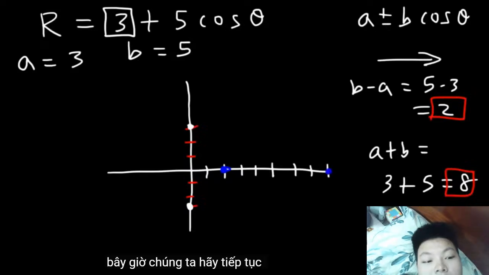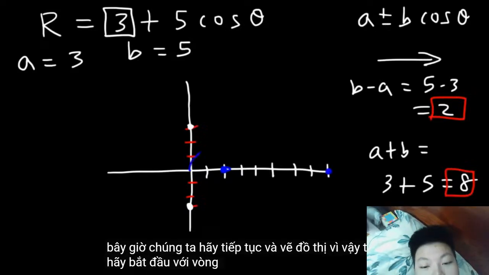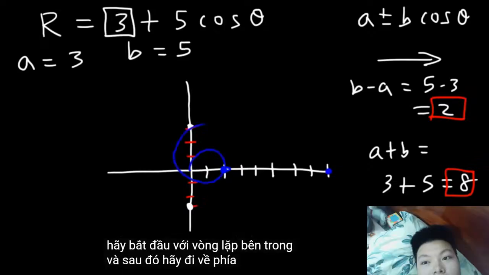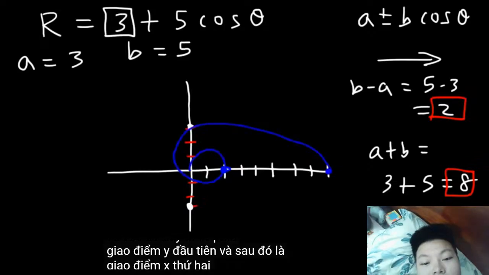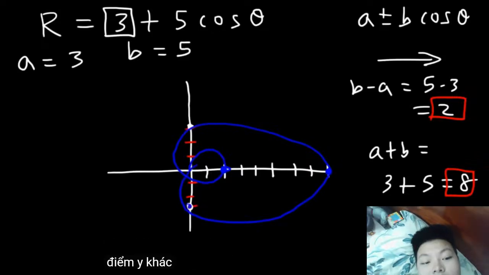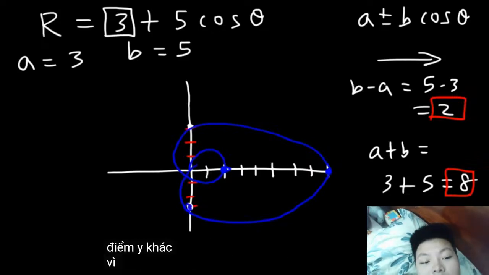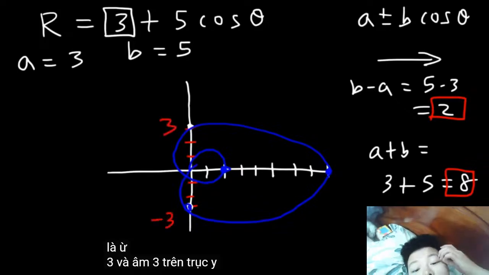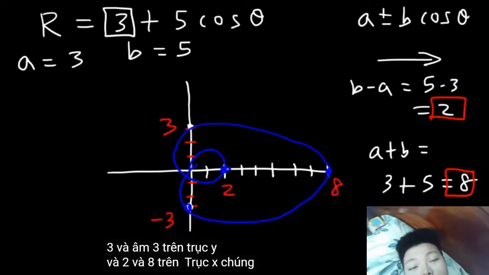Now let's go ahead and graph it. So first, let's start with the inner loop. And then let's go towards the first y-intercept, and then the second x-intercept, and then towards the other y-intercept. So that's a rough sketch of this graph. So the points that you need is 3 and -3 on the y-axis, and 2 and 8 on the x-axis.